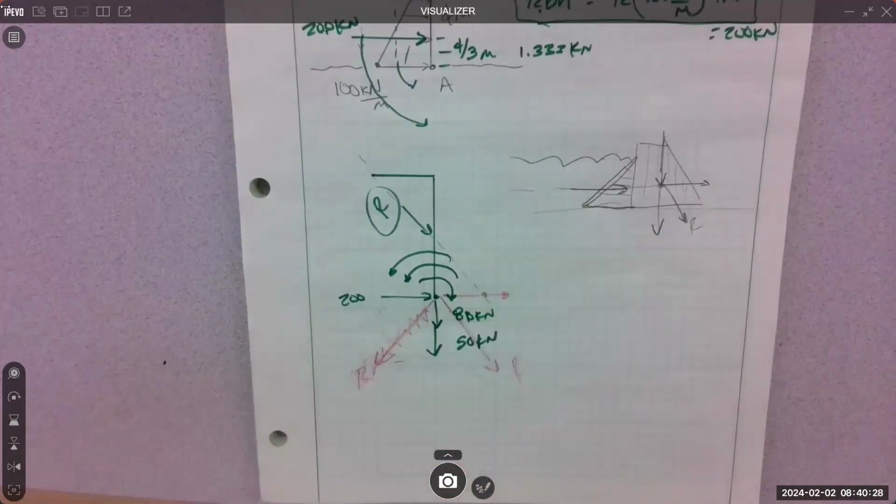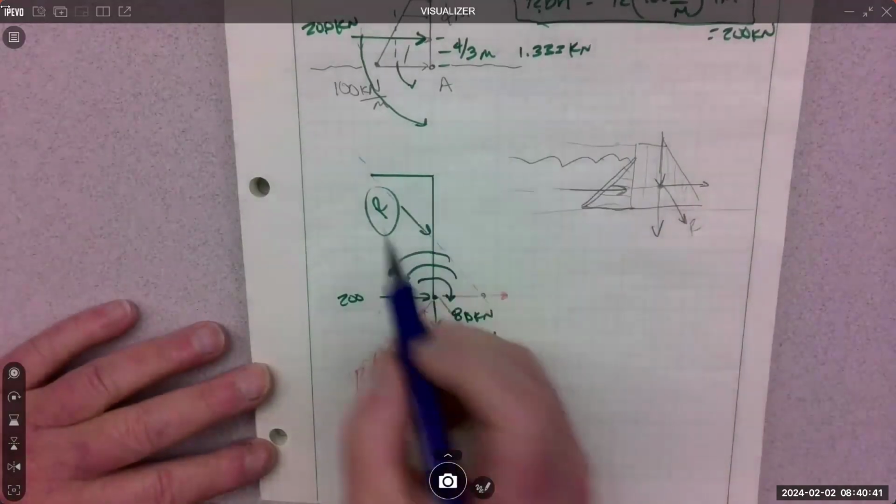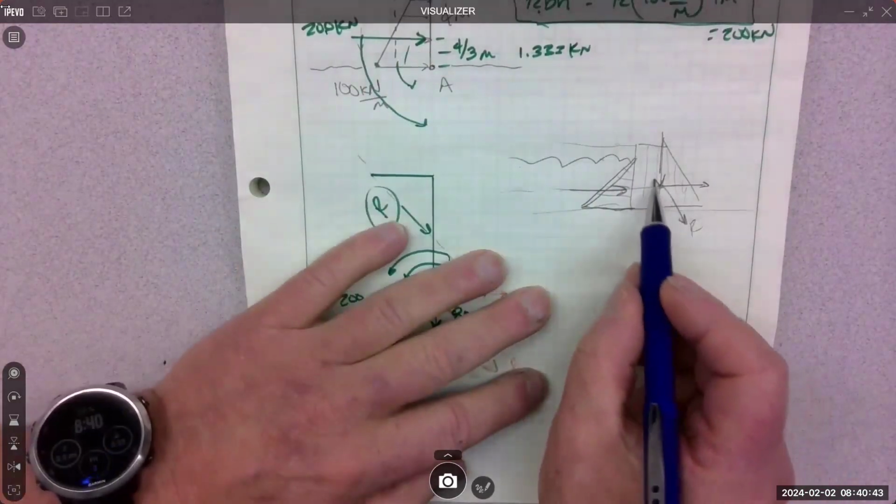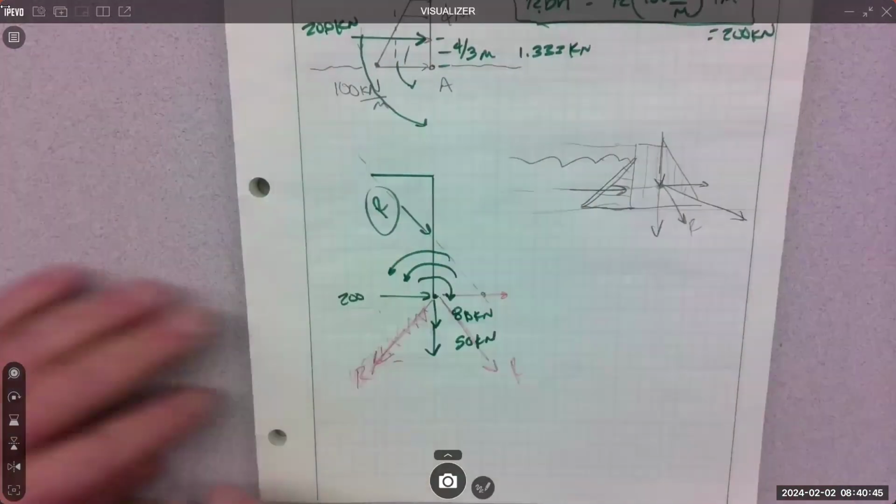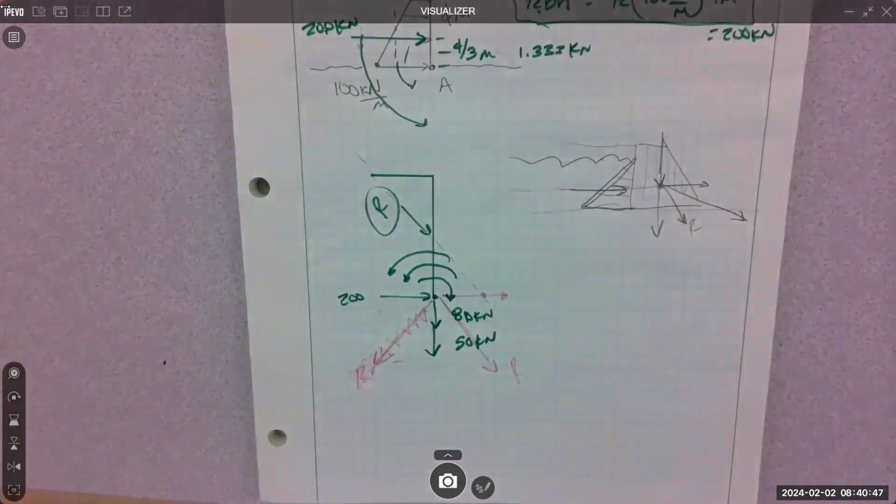Here's the deal, if R intersects the base of the gravity dam, it is stable. And it will remain stable. If R is outside of the base, in other words, if this was so high and this was so skinny that R went out here, that design is not going to hold up. Water pressure is just going to push that gravity dam right over.